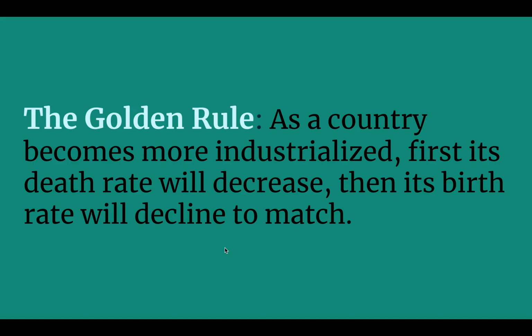First, to summarize how a demographic transition graph changes over time: as a country becomes more industrialized, first its death rate will decrease, then its birth rate will also decline to match. So again, first its death rate will go down, then its birth rate is going to go down to become roughly even with the death rate.